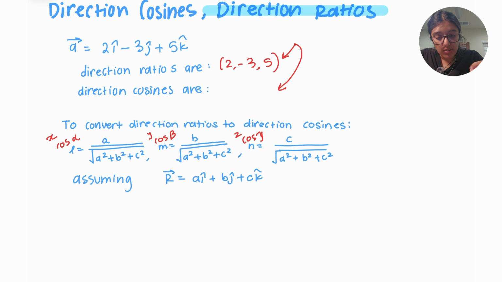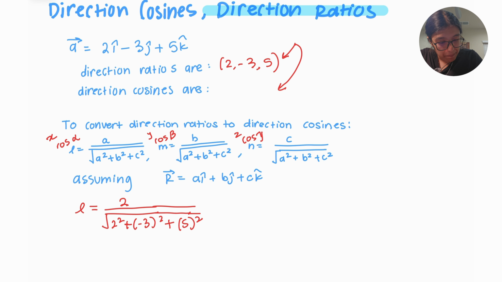So what I'm going to do is find L first. So L is A, and A in this case is going to be the coefficient attached to I. As you can see over here, A is the coefficient attached to I. So A is going to be 2 over the magnitude, which is the square root of A squared, so 2 squared plus negative 3 squared plus C squared, which is just 5 squared.